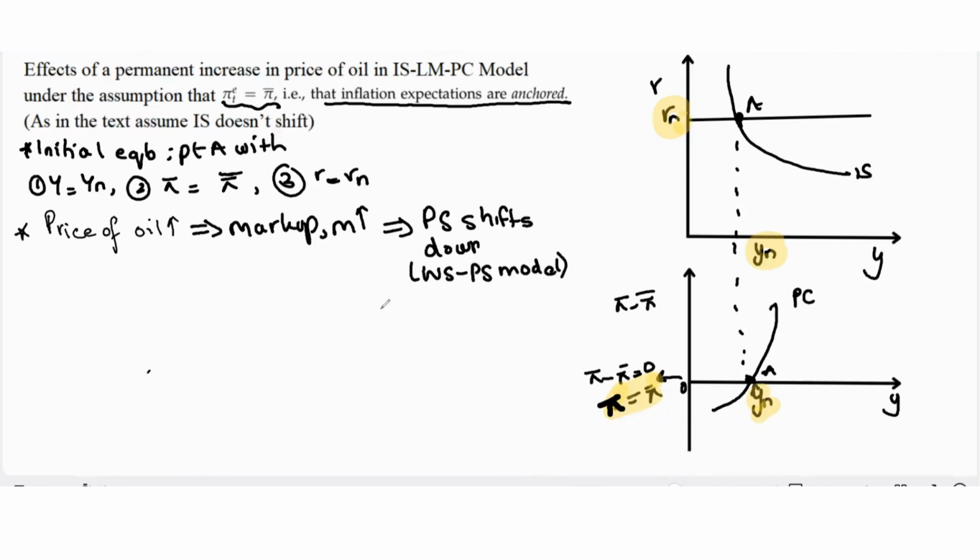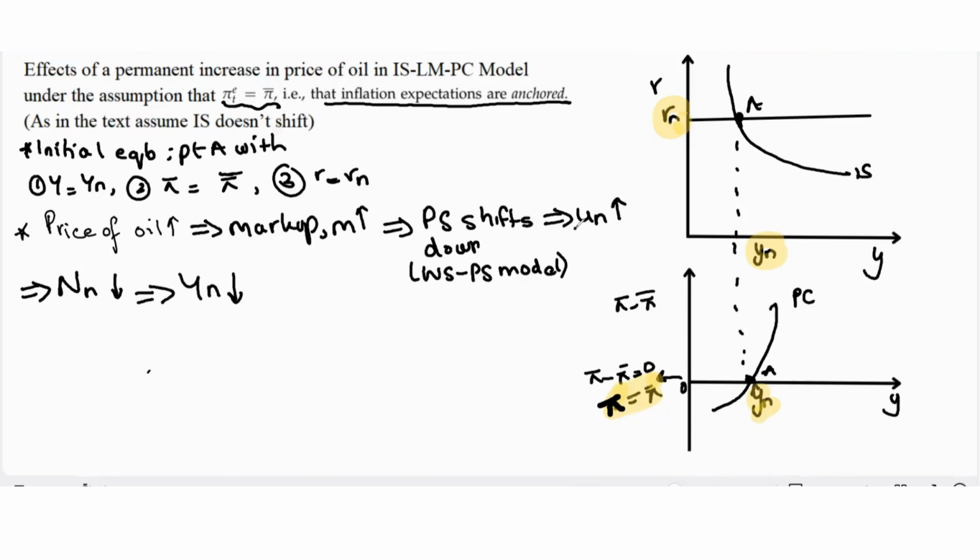From the WSPS model, we know the price-setting curve shifts down, because its equation is 1 over 1 plus M. So when M increases, the real wage firms are willing to pay goes down. We looked in detail at how this causes the natural rate of unemployment to go up. Now, when the natural rate of unemployment goes up, the natural level of employment goes down, and when the natural level of employment goes down, the natural level of output goes down, obviously.